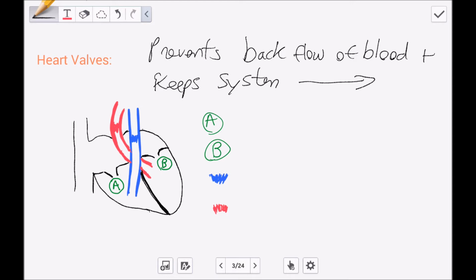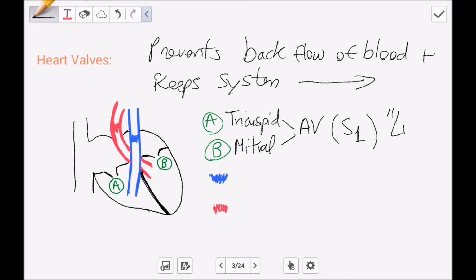So A, this is the tricuspid valve, and B is your mitral valve. These 2 valves are AV valves because they form the barrier between the atrium and the ventricle, so they're called atrioventricular valves. When these valves close, they produce the S1 sound in your heart, and the S1 sound is the lub sound.